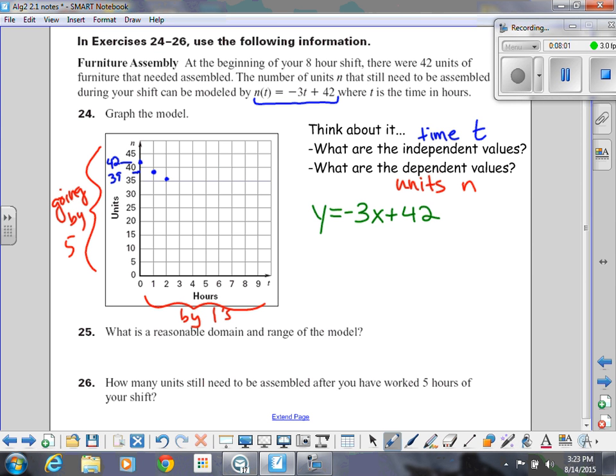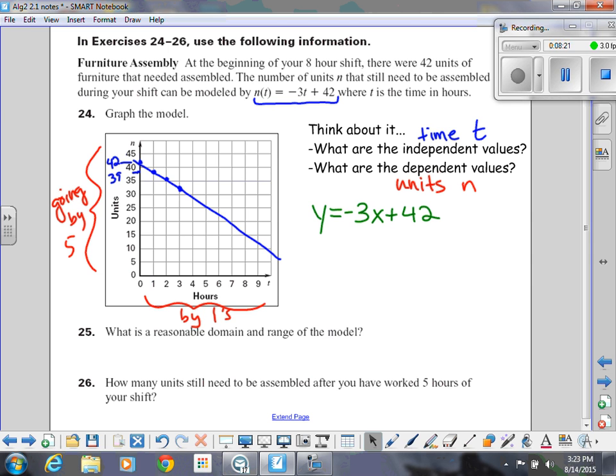And then let's do one more. If I go down 3 from there, that's 36 minus 3. That'll put me at 33. So that'll be about right there. So you can see my line is going to look like this. So that's how you graph something like that with different scales.